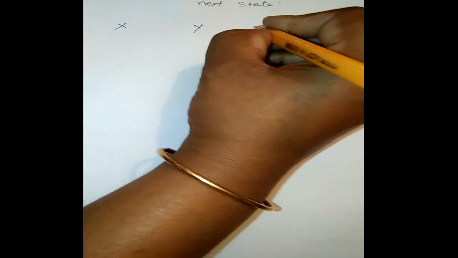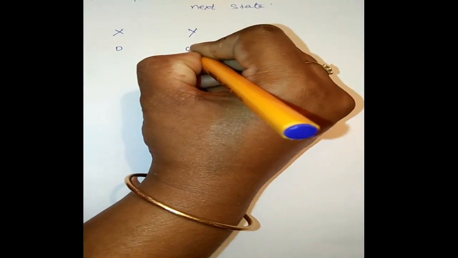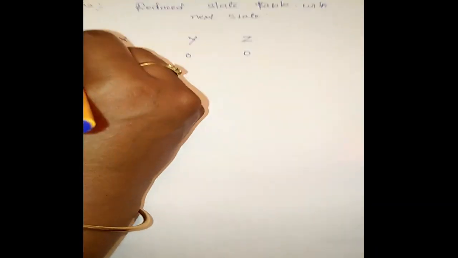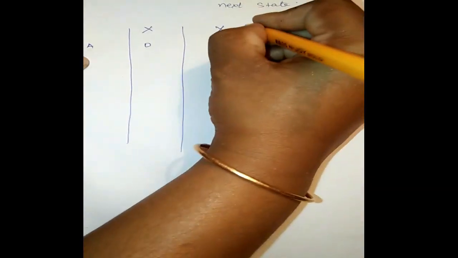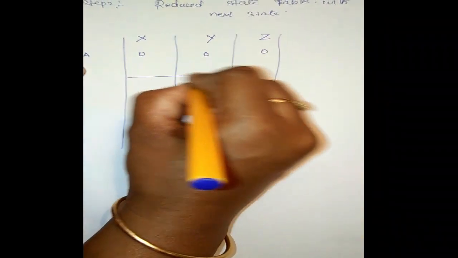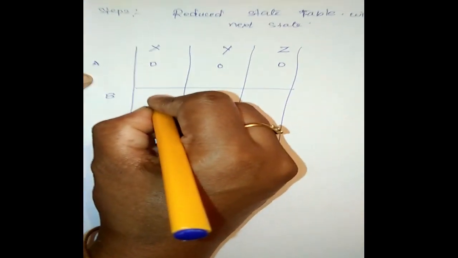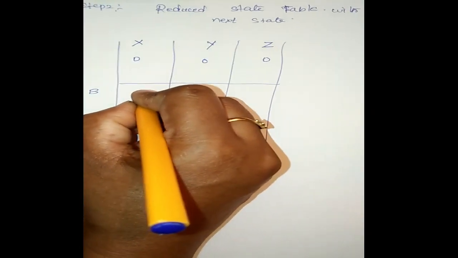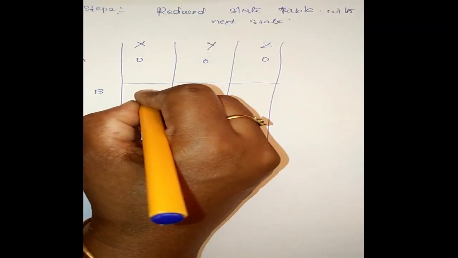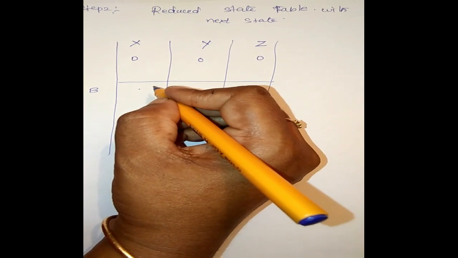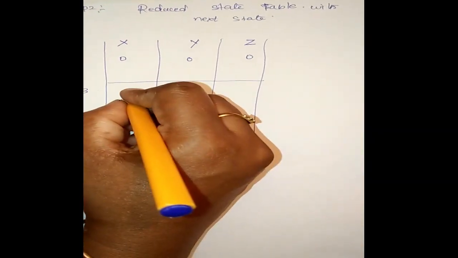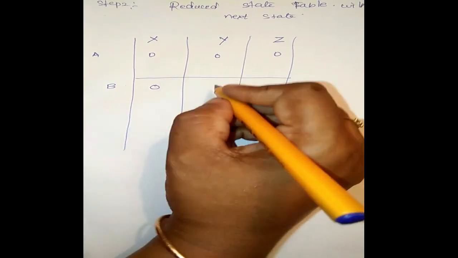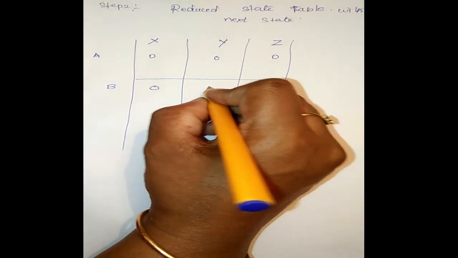So I'll write the same inputs again. We have X, Y, Z. So we got an input. I'm reproducing the same thing. For 0, 0, we had a 0. This was state A, right? So let me draw this tabular column so that you understand it better. For state B, we had the condition 0, 1, right?